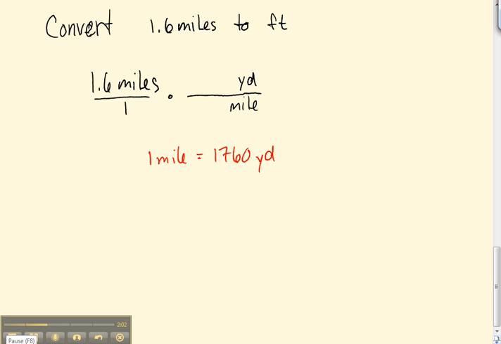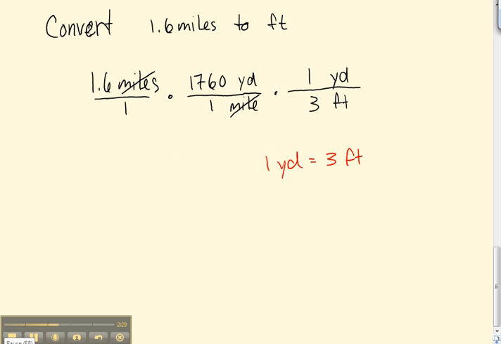Obviously I want to put miles on the bottom because my units are going to cancel out. Miles will cancel out with miles, just like x would cancel with x if you're talking about polynomials. All I need to do is put numbers in, and I can see that 1 mile is equal to 1,760 yards. Miles cancels out nicely there, and I have an answer currently in yards. But to get it to feet, I have to multiply by a conversion factor that converts yards to feet. And we can see there that 1 yard equals 3 feet.